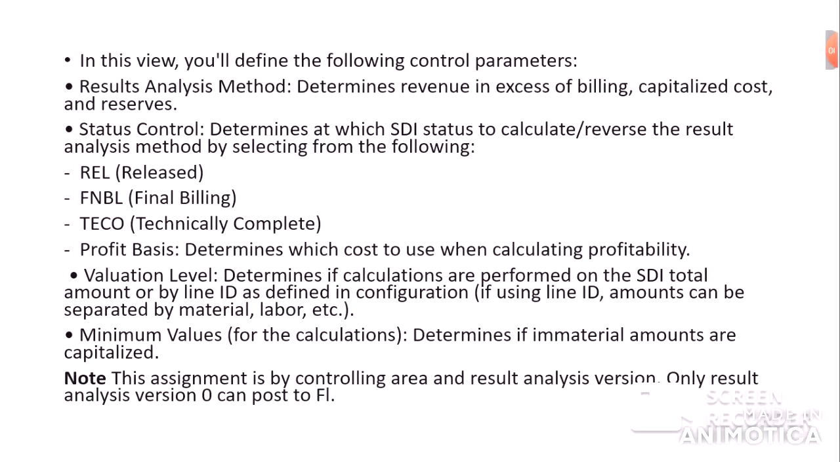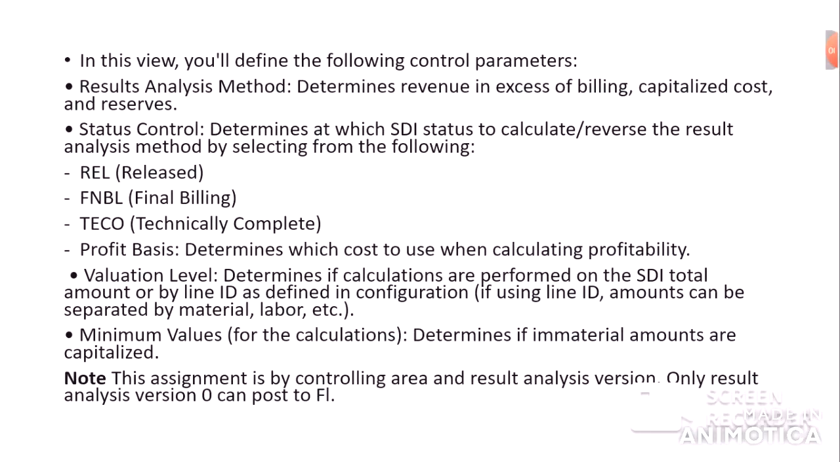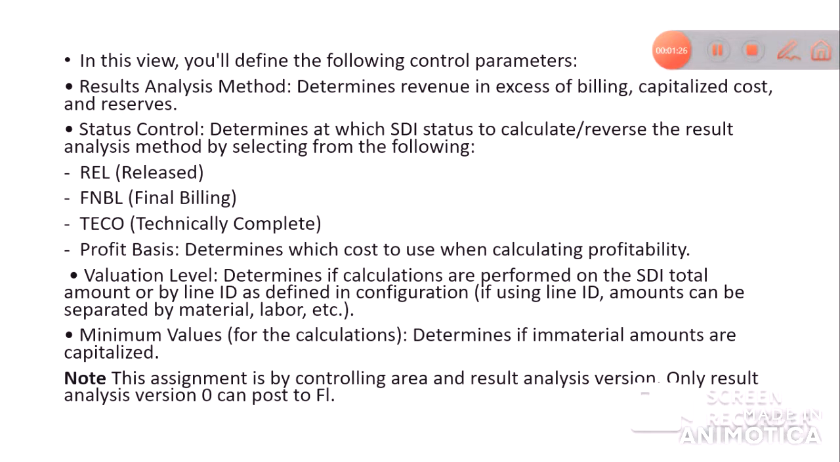In this view, you will define the following control parameters. Results analysis method determines revenue in excess of billing, capitalized cost and reserves. Here it is mentioned as 03. So it determines revenues in excess of billing, capitalized cost and reserves. Status control determines at which SDI status to calculate or reverse the result analysis method by selecting from the following. Here in the figure it shows results analysis with status released, final billing, technically complete. Profit basis determines which cost to use when calculating profitability.